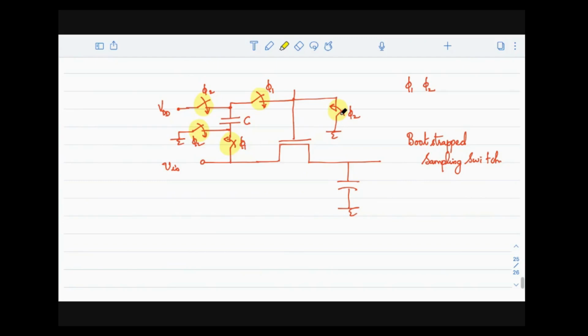Most probably I'll tell you what to do for the rest next time. So this is called a bootstrap sampling switch, and all these switches will be replaced with transistors. So can I use an NMOS transistor, a PMOS, or a transmission gate, depending on what voltages it should transfer? We will continue our discussion.